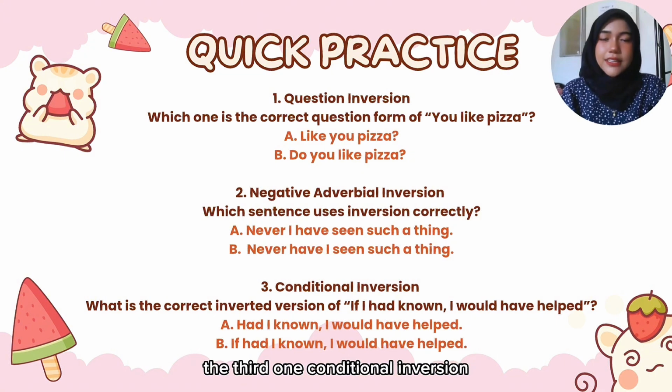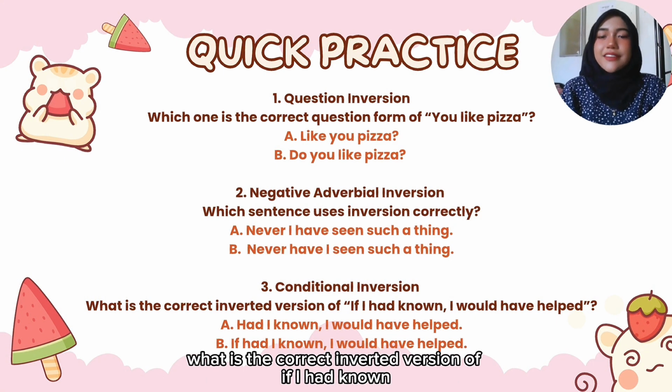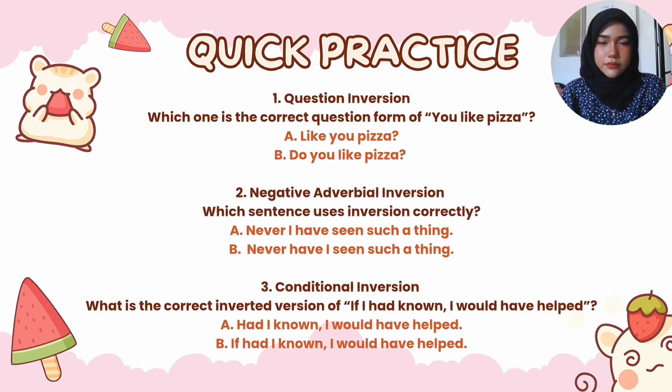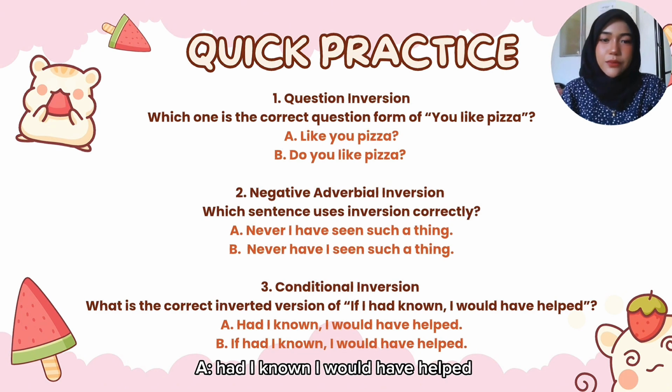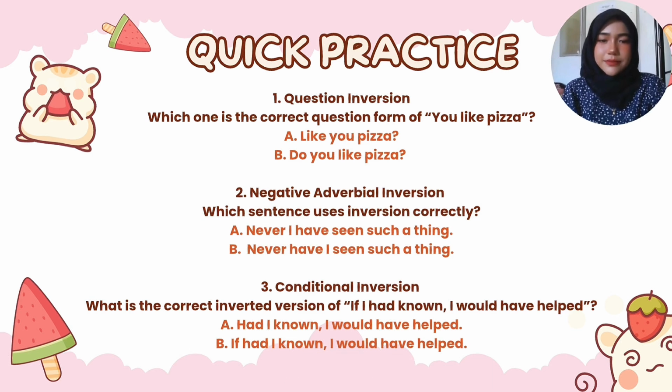The third one, conditional inversion. What is the correct inverted version of if I had known, I would have helped? A. Had I known, I would have helped. B. If had I known, I would have helped. So the correct one is A. Had I known, I would have helped.